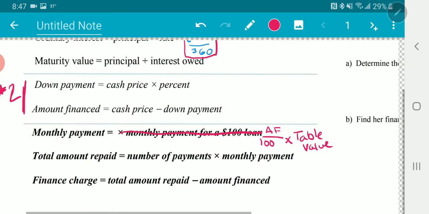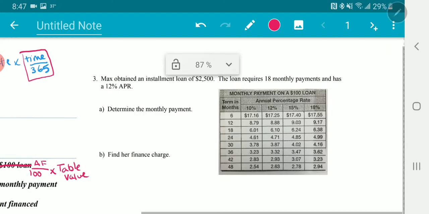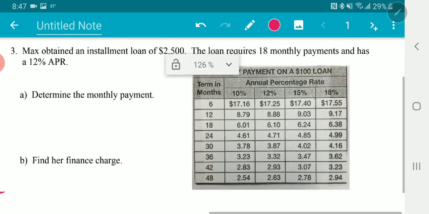With that being said, let's get into question number 3. A nice short review today. I'm sure you guys will all like that.